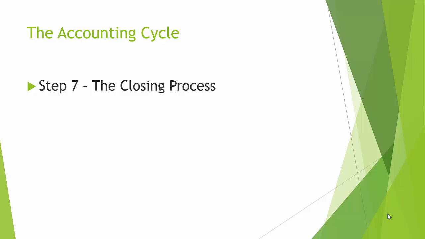Okay, let's continue the accounting cycle. Now we're all the way up to step 7. We're getting close to being totally done from start to finish here. So step 7 is called the closing process, and we have 3 steps for that.